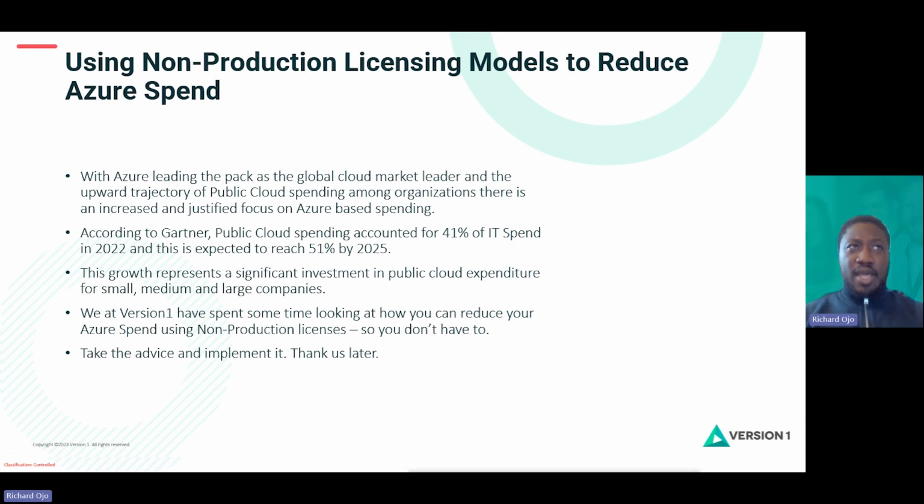With Azure leading the pack as the global cloud market leader and the continuous and upward trajectory of public cloud spending among organizations, there's an increased focus on Azure-based spending. According to Gartner, public cloud spending accounted for about 41% of all IT spend in 2022, and this is expected to reach about 51% by 2025. This growth in itself represents a significant investment in public cloud expenditure for small, medium, and large companies.